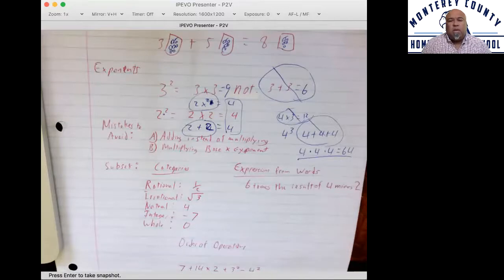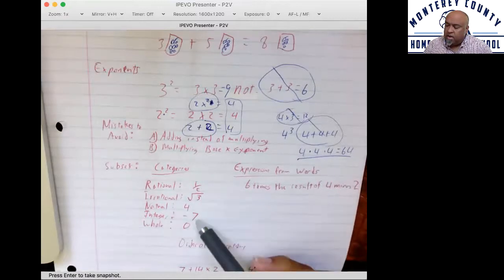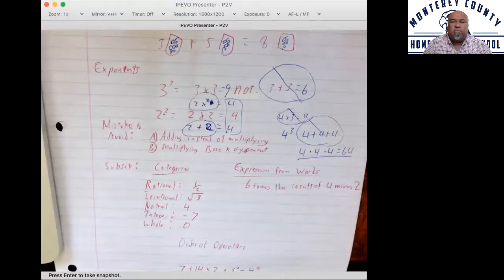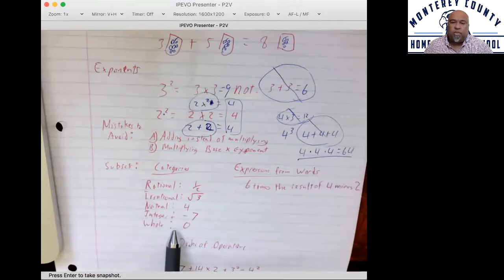Now, one of the things that's confusing is a number can fit into multiple categories. For example, 4 is a natural number. It is also a rational number and an integer and a whole number at the same time. So you want to try to make examples of the numbers that make you think of that category. Like 0 would be the best example of a whole number, because 0 is the only number that separates whole numbers from natural numbers.